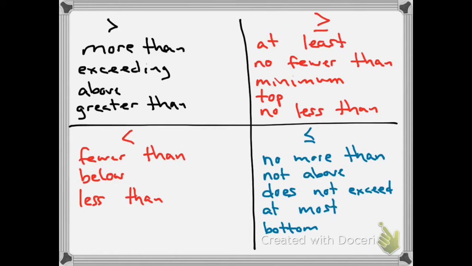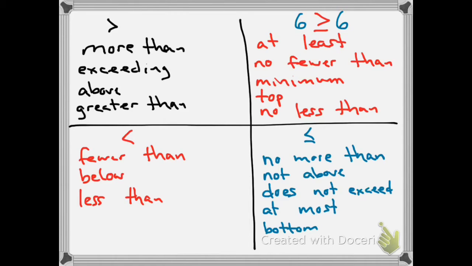Now if you go over here to the right, something can be greater than or equal to. So you could have 6 compared to 5, or you could even say 6 compared to 6. This underline indicates that it could be equal to. So, at least. If it comes up in a word problem, I need at least $120 for the bike. Can you have exactly $120? Yes. Could you have more than $120? Absolutely.